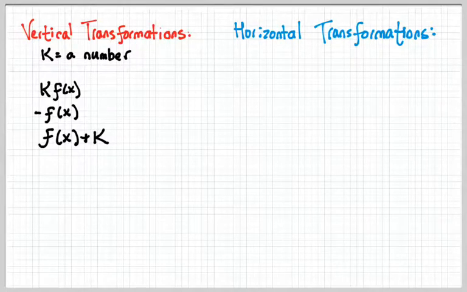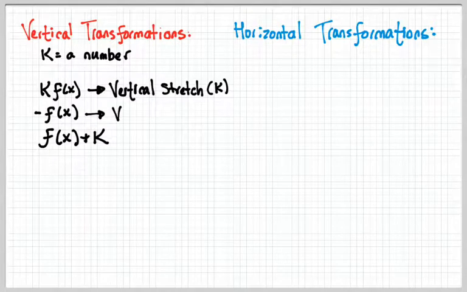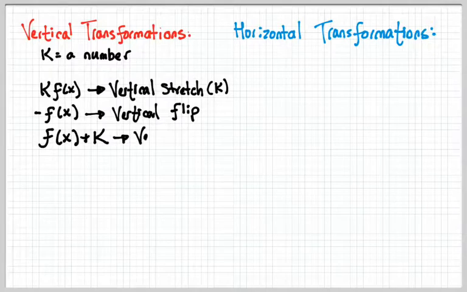Now all 3 of these transformations do something different to the graph. The first one, you can think of your k as your a. This is your vertical stretch, and your vertical stretch is always by a factor of k. So if there's a 3 in front, if 3 is k, we'll vertically stretch our graph by a factor of 3. The second one, this negative, is a vertical flip across the x-axis. And the last one is a vertical shift.